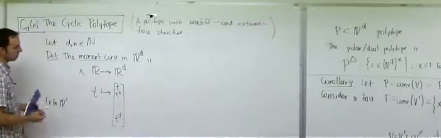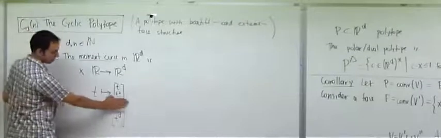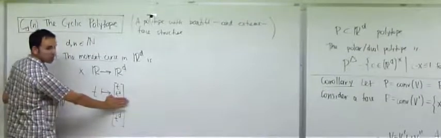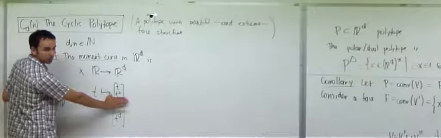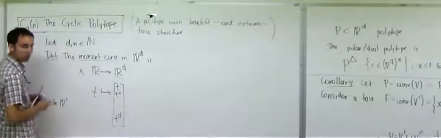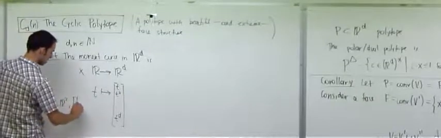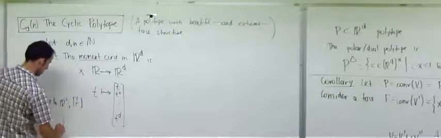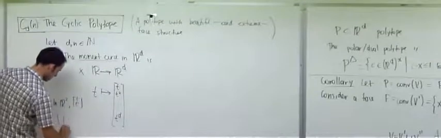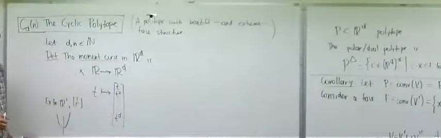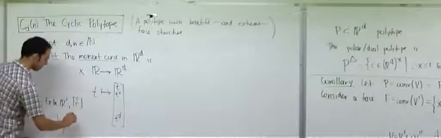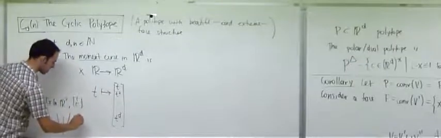In R2, it consists of the points (t, t squared). And so this is just the parabola y equals x squared. We have t squared, and so the moment curve in the plane is just the parabola y equals x squared. Okay.